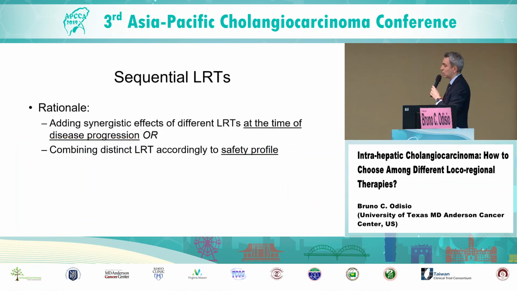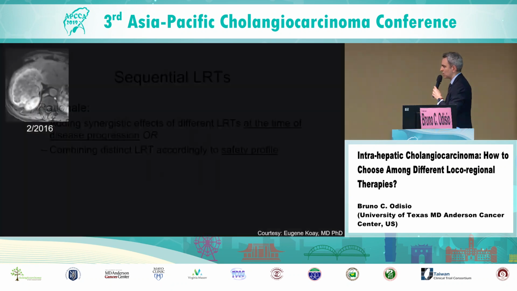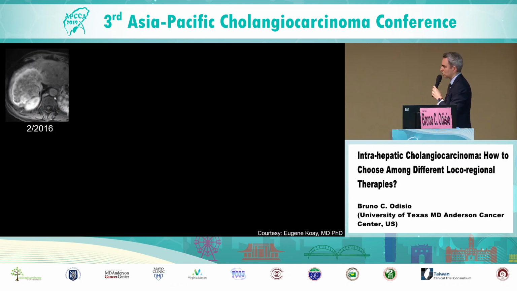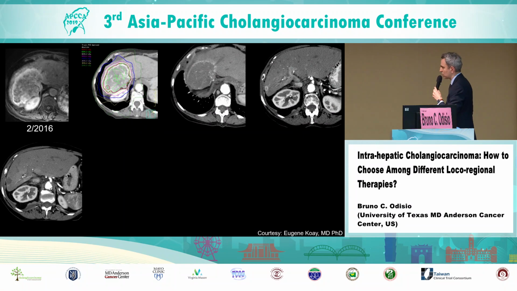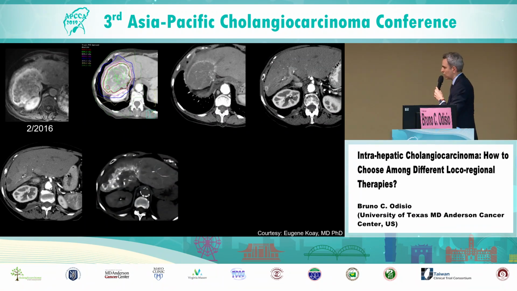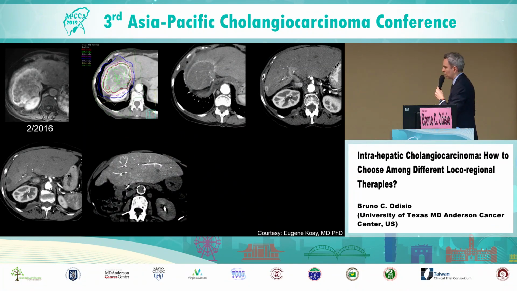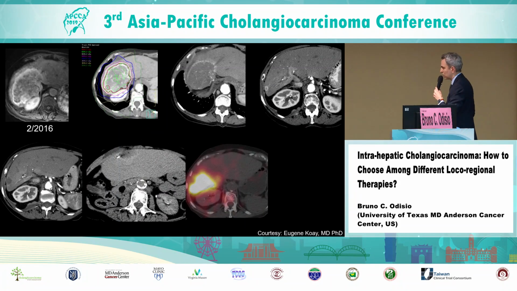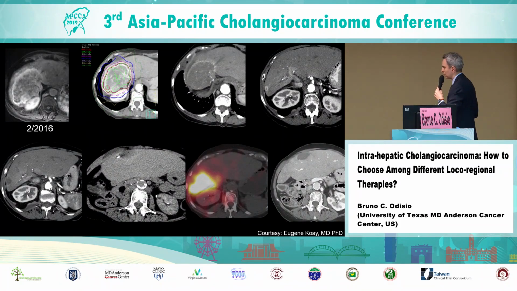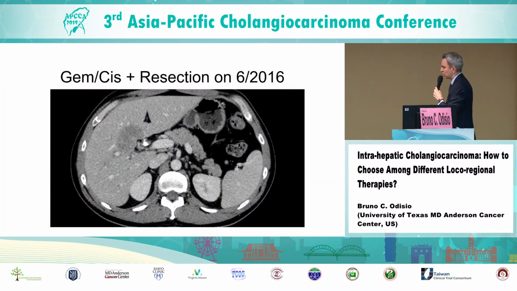Sequential therapy is something that we're doing a lot at MD Anderson, and the rationale behind it is you add a synergistic effect on those patients, or you combine different loco-regional therapies because of a safety profile. So this patient, for instance, had a large cholangiocarcinoma on the right hepatic lobe, and we did radiation, had a really nice response to radiation, and developed a new lesion on the right hepatic lobe. We did ablation on him, and he recurred on the ablated lesion, in some of the radiated area, and a new lesion here as well. And we did ablation and Y90 to the recurred lesion after radiation, and she's NED until the last time we checked her last year.